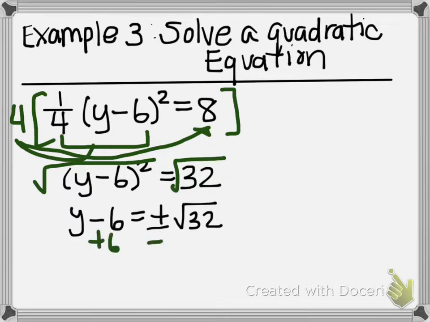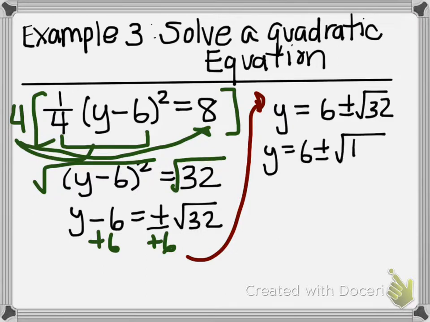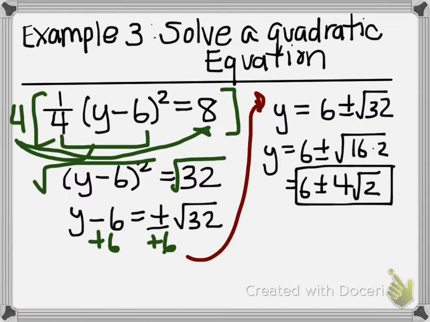We go ahead and add 6 to both sides. And let's put this over here. So we get y equals 6 plus or minus square root of 32. But again, you want to be sure that your final answer is simplified. And so we notice that 32 is not really simplified. So if we think about 32, we can write it as 16 times 2. That would be your best choice, because if we split that up, we know that 16 just becomes a 4. Square root of 2 cannot be simplified, so your final answer would be 6 plus or minus 4 square root of 2.